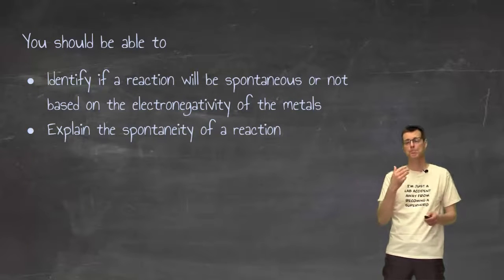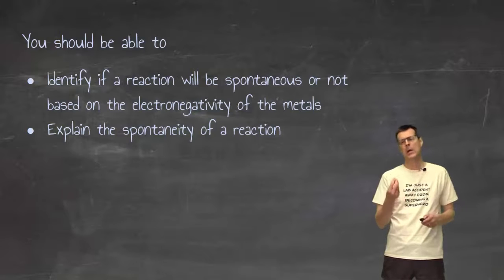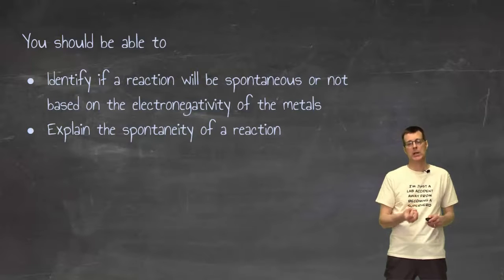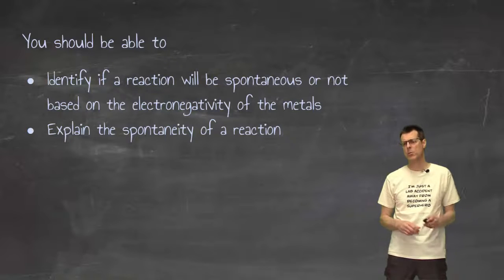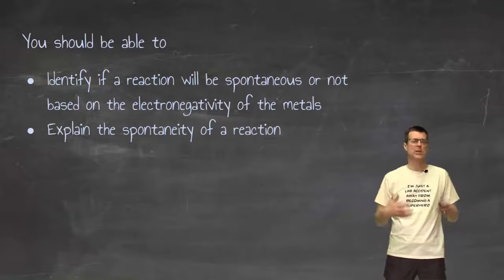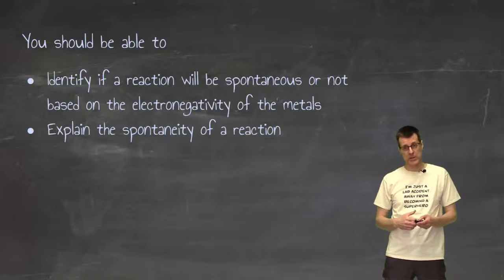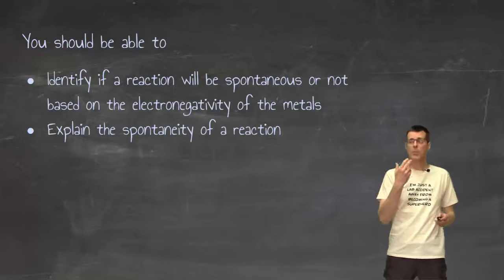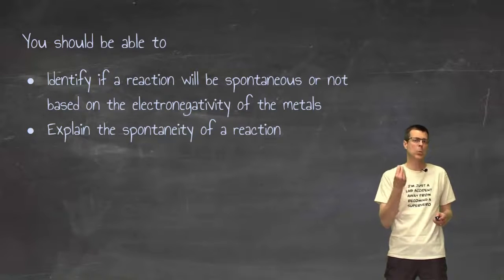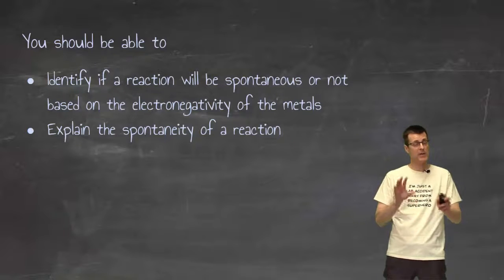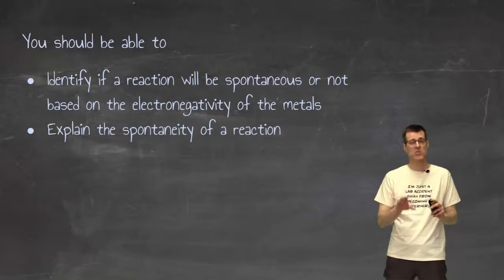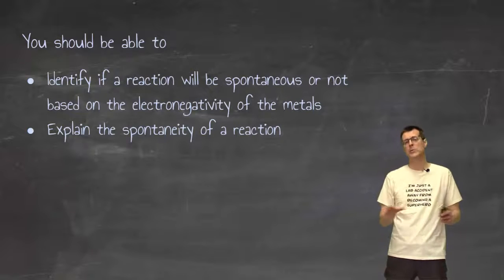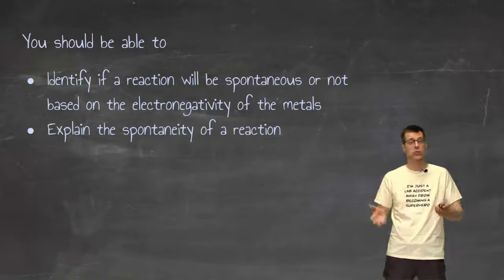Here's where we're at. We hopefully have a way to explain, other than just using the chart on the activity series, but that's still a worthwhile thing, why something is spontaneous or not. By the way, it doesn't work all the time. If you found two metals that have the same electronegativity and you put them in a reaction, chances are one of those will be spontaneous and the other version won't be.